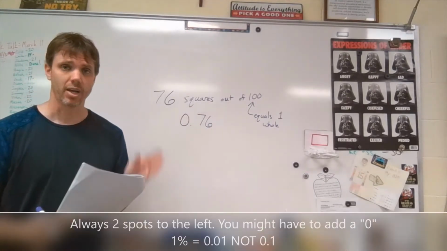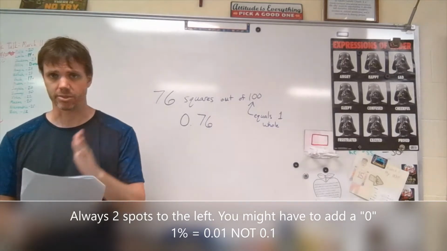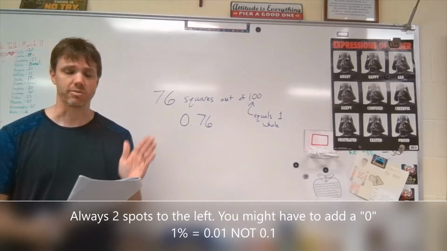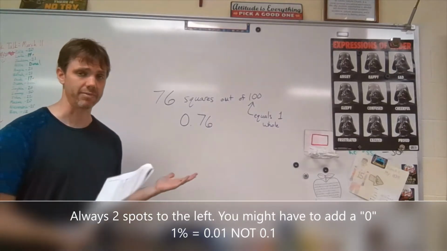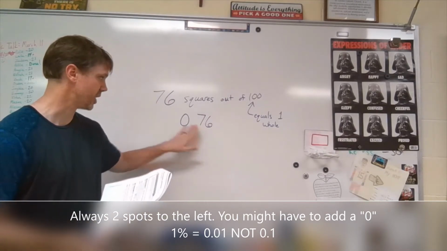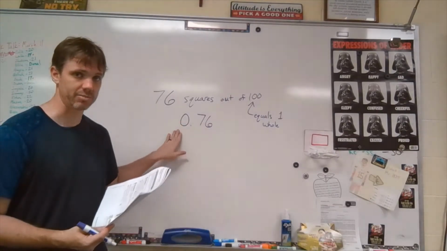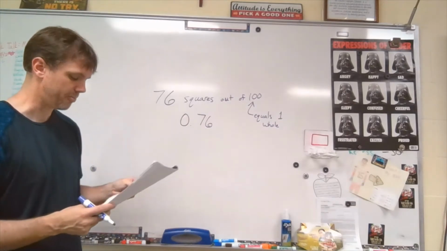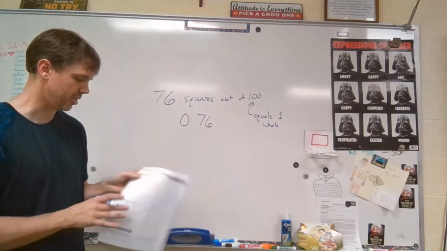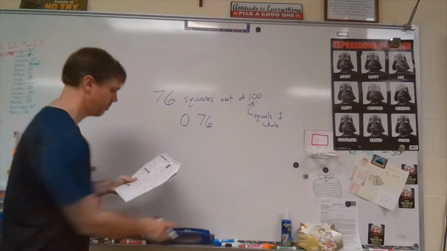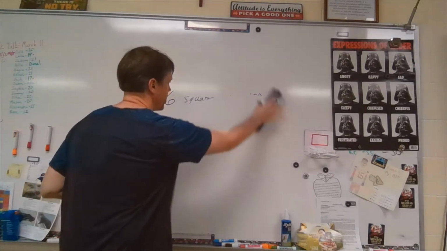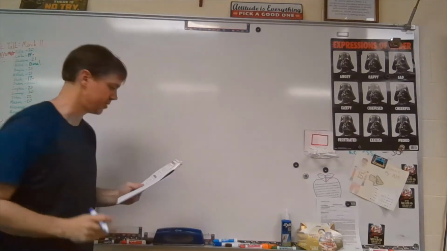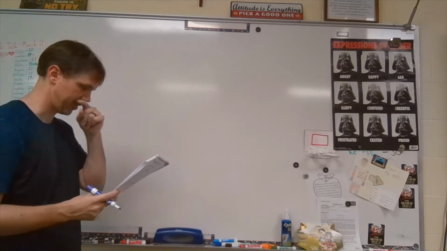When you are converting between decimals and percent, you just have to move the decimal 2 spots to the left if you're going from a percent to a decimal. If you're going from a decimal to a percent, you move it 2 spots to the right. So let's take a look here at some of these problems. I'm not going to worry about the shading thing, again, because you guys already understand that.